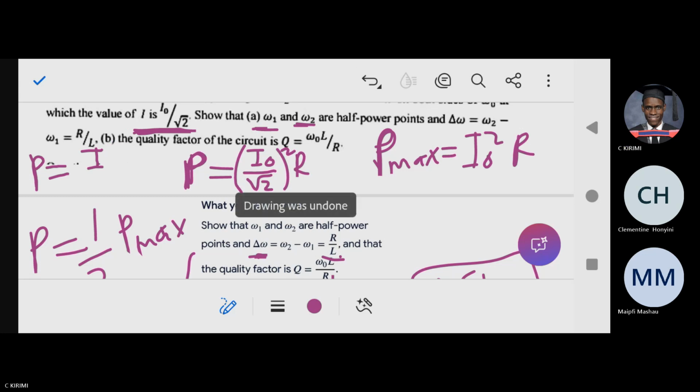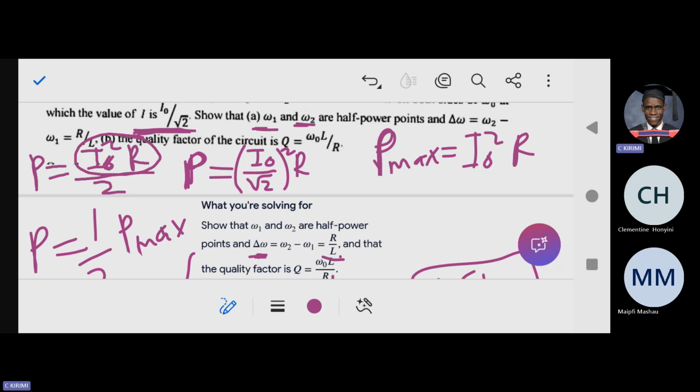You write your I naught squared with the 2 multiplied by R, but that 2 under the bracket, it's a root of 2. So which means you are dividing by 2, which means everything. So what is I naught R? This I naught squared R is the same as what? P max. Can you see it? Did you see it?